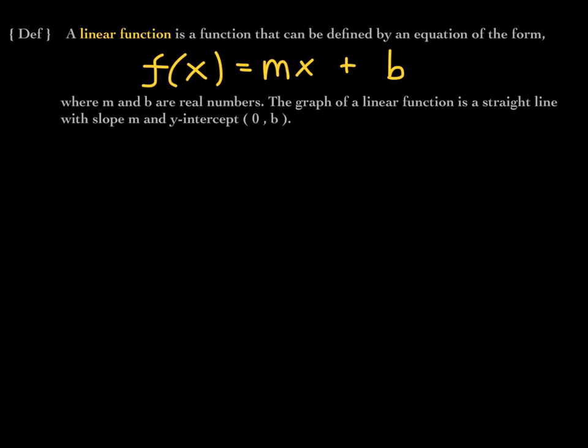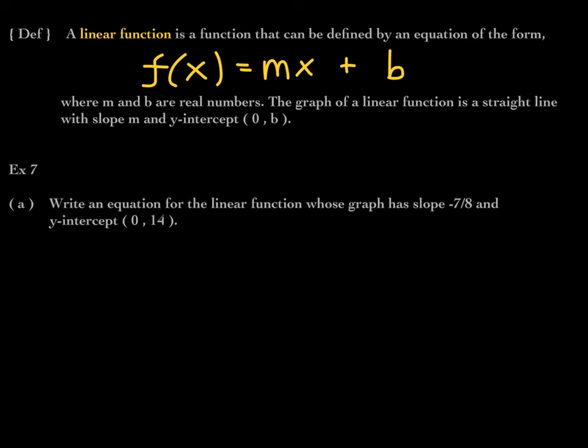The graph of a linear function is a straight line with slope m. So m is your slope, which describes how steep the line is, the steepness of the line, and the y-intercept is (0, b). So this number is giving you your y-intercept, which is the point at which it's crossing the y-axis. If you know you're dealing with a linear function, then it has to look like this.